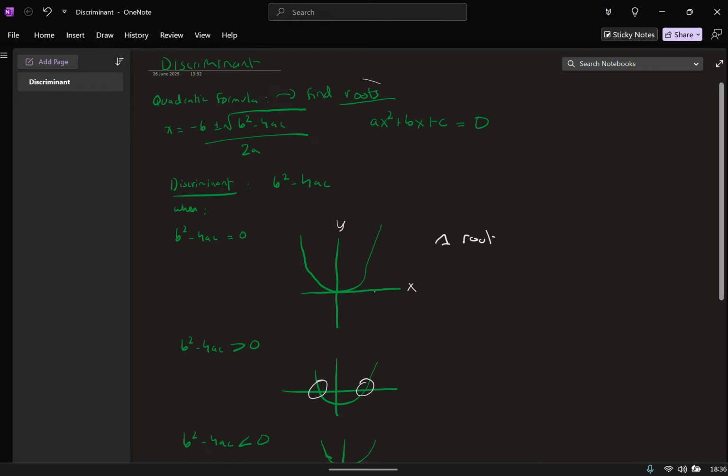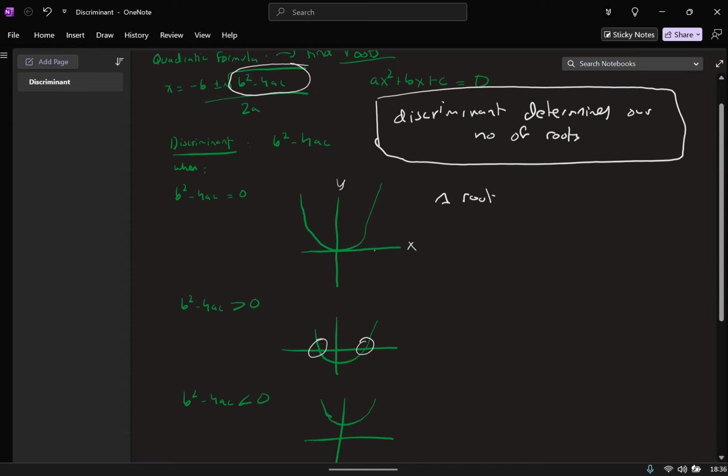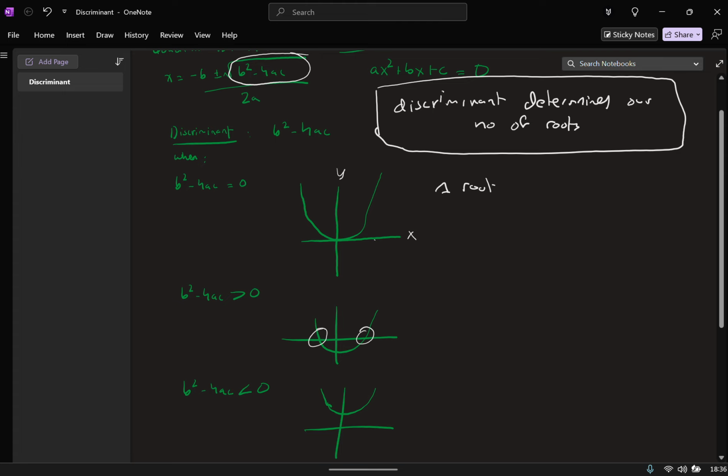So what is the discriminant in this quadratic formula? The b squared minus 4ac, we call that the discriminant, and that determines the number of roots we have. So the discriminant determines our number of roots.